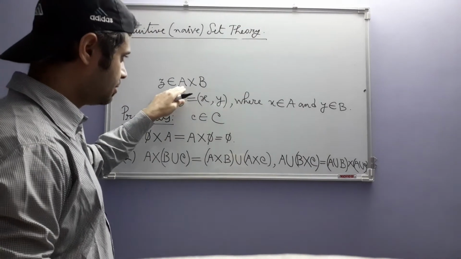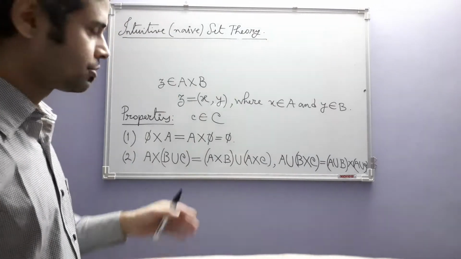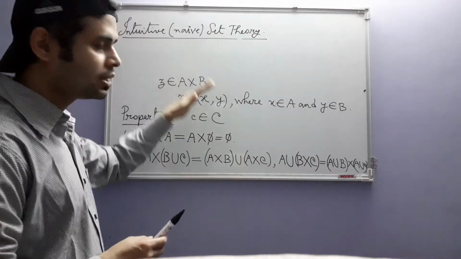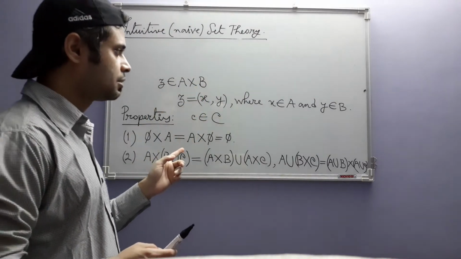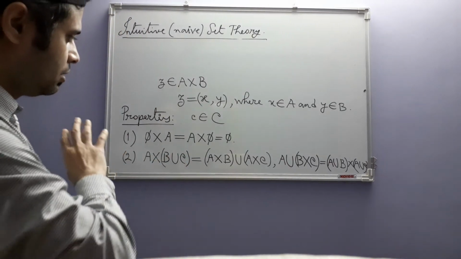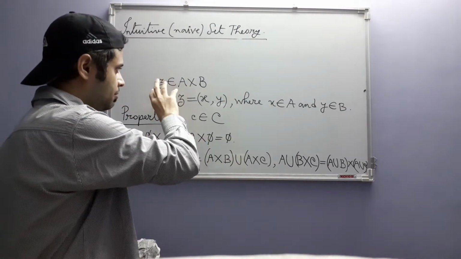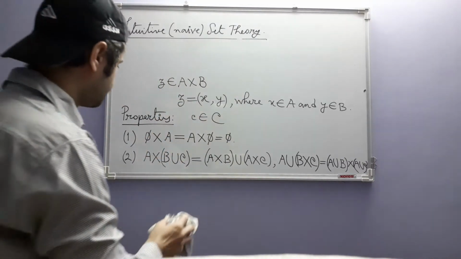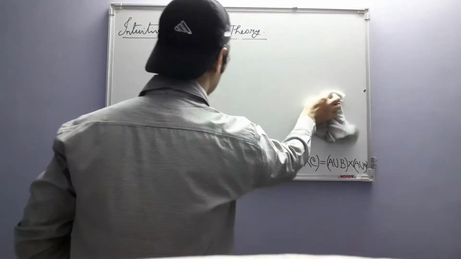At least in this type of Cartesian product. There are other types of Cartesian products also where more than two sets are involved, and the same thing is true for unions, intersections and all those things. But we will come across those things later on. Right now we want to study the operations on two sets, not more than two sets. Okay, so we want to prove these properties.